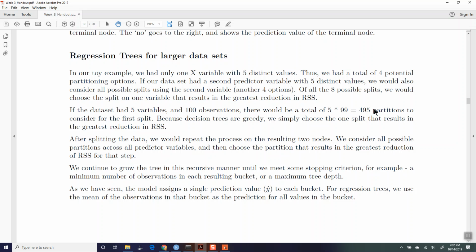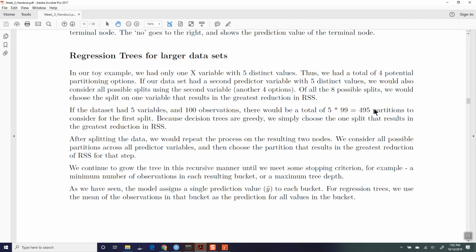Then you split the data into 2 groups, and you do this recursively. So probably on the first one, maybe it splits the data 70-30. Now you have 5 variables, 70 observations. So you've got 5 times 69, which is 345, and the computer will look at all 345 possible splits.